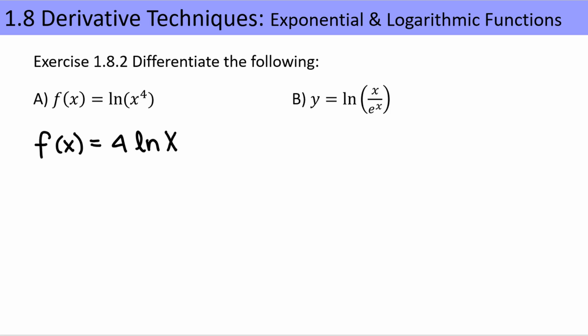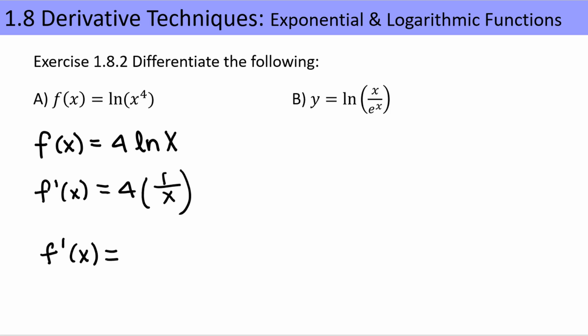Now we can take the derivative using two differentiation properties. The constant times a function rule, let me go ahead and write f prime of x, and the rule for the derivative of the natural log. So we'll have the constant 4 times the derivative of ln of x, which is 1 over x, and so when simplified we'll have the derivative of f with respect to x is 4 divided by x.